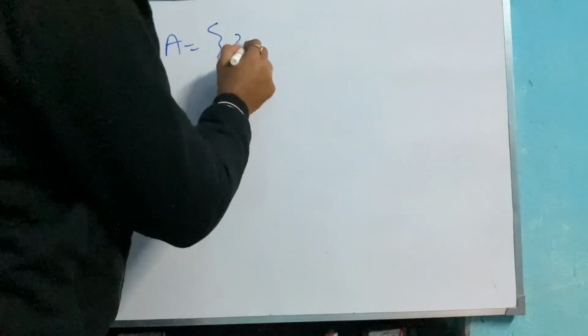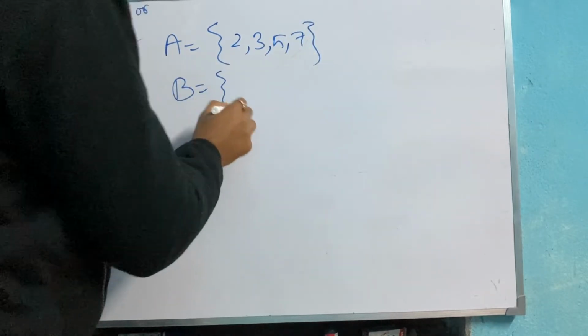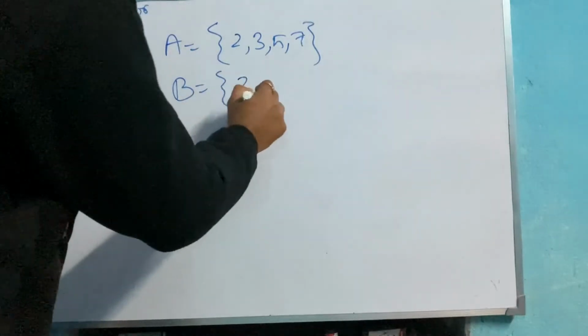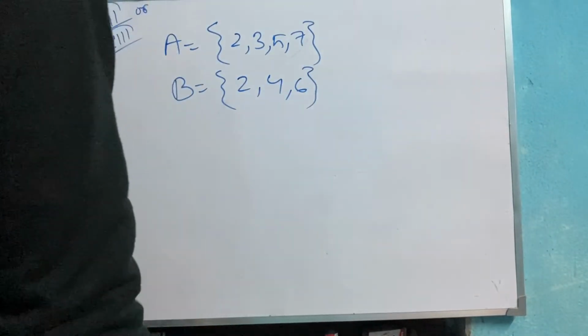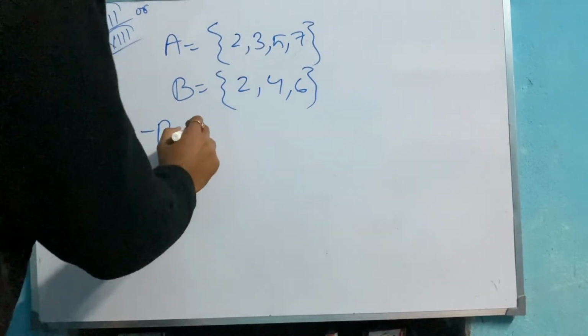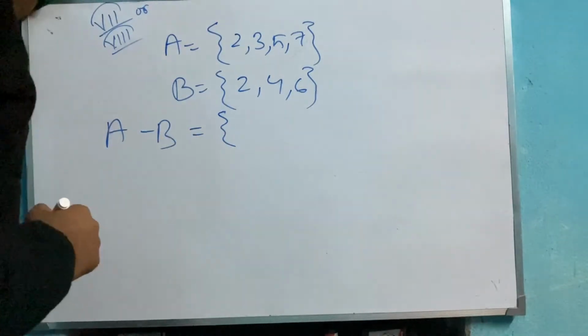Difference of two sets. Let me give an example that will be helpful to you. Let A equal 2, 3, 5, 7 and B equal 2, 4, 6. Now the difference between two sets, that is A minus B. What will that be?